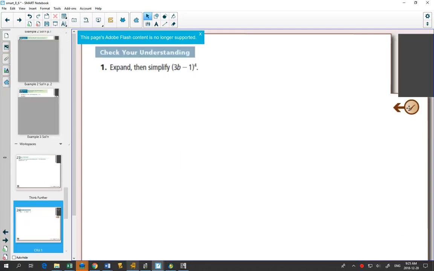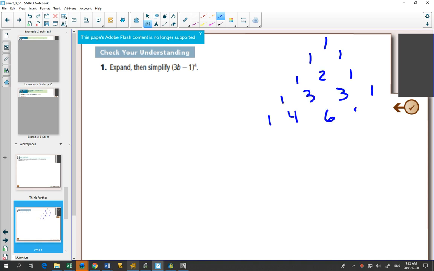Expand, then simplify using the pattern. So we have the exponent of 4. If we draw Pascal's triangle off to the side here, we're going to have to use this row that has 5 numbers. So (3b - 1)^4 is going to equal, and I'll rewrite those numbers.